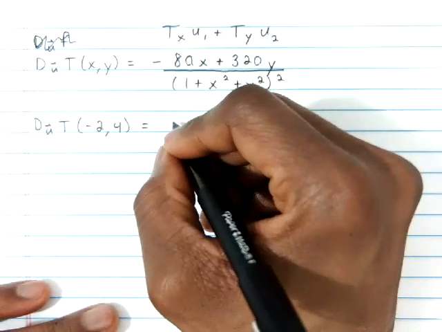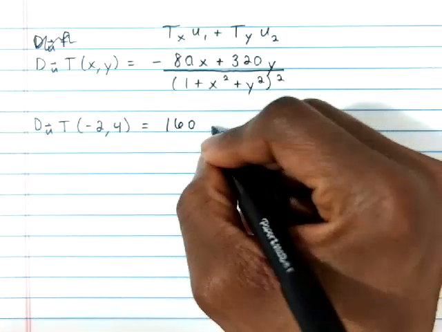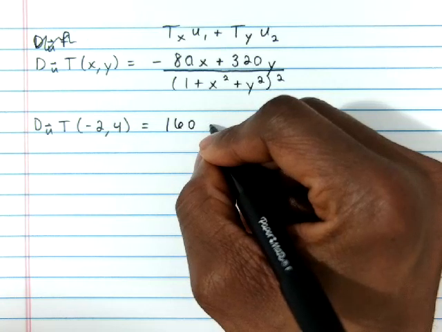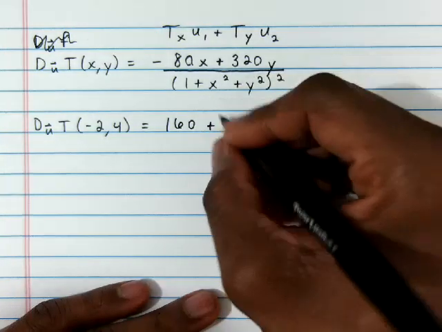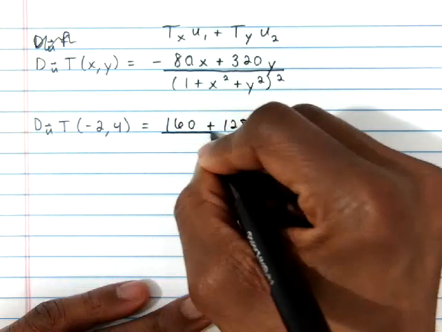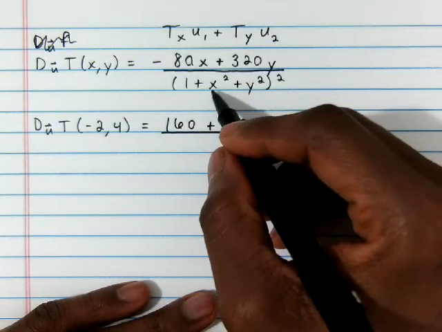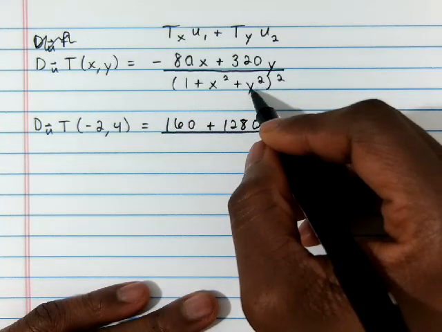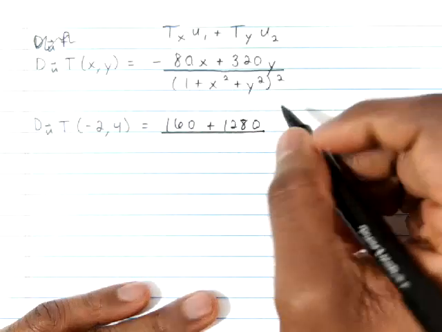So we get, when we put in negative 2, we get positive 160. And then plus, we're putting in 4, what was that, 1280 over, we are putting in negative 2 there, which gives us a 4. And we put in 4 there, which gives us 16. So we get 21 squared.